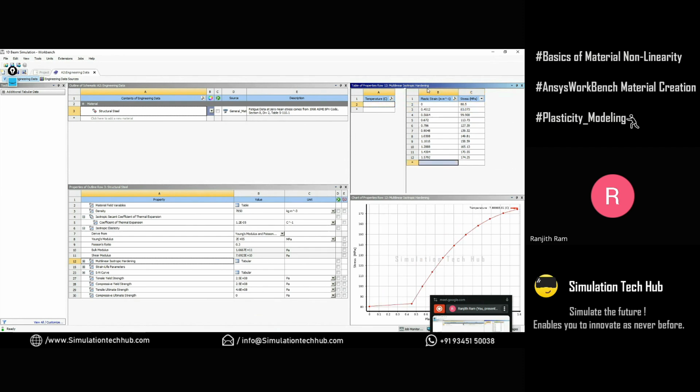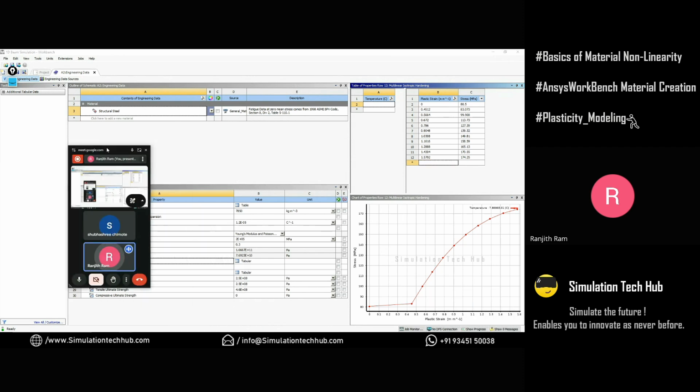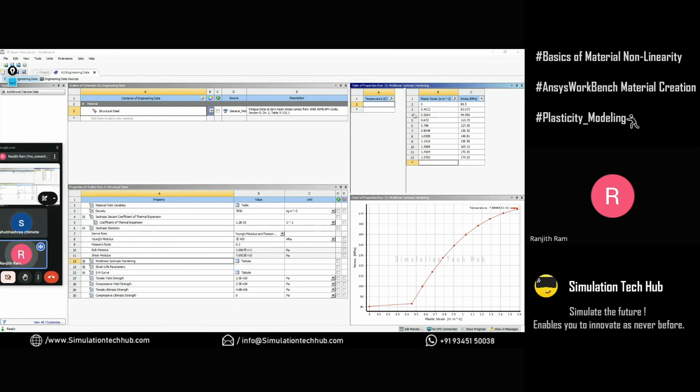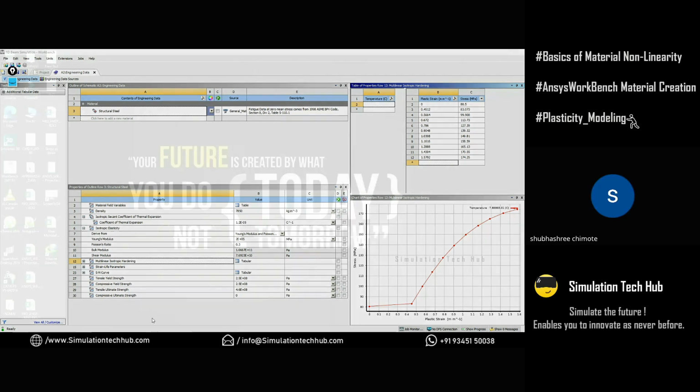Are these data engineering data or true data, whatever we copied and pasted right now? I guess it's engineering data. Actually, it is engineering data. We have to convert this into true data. That is why we have seen this kind of calculation.